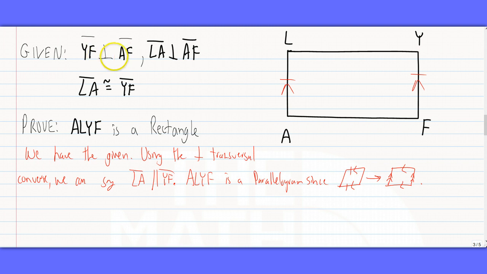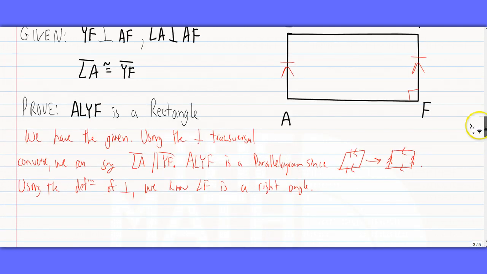And I'll go back to this first part of the given. Since YF is perpendicular to AF, I'm just going to focus on that. And I can say, using the definition of perpendicular, we know angle F is a right angle. And I could have said angle A is a right angle, and I could even say that both of them are a right angle, but all that's significant is that we have at least one right angle. Because now what we have is a parallelogram that also has a right angle.